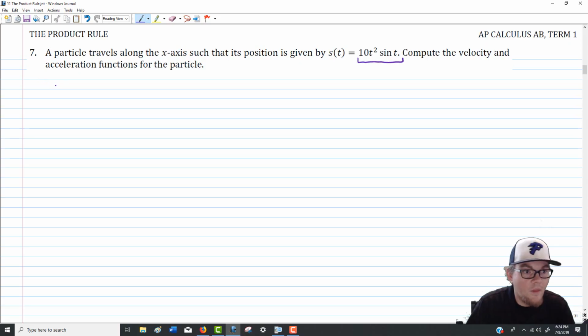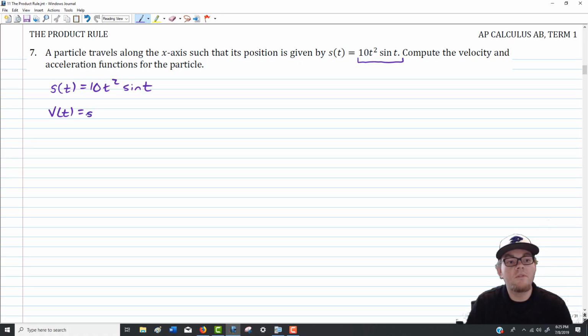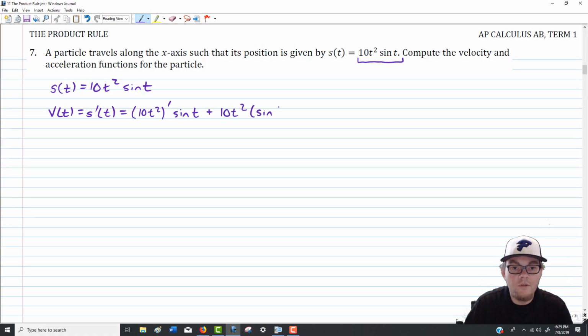So let's put this into action. What we want first is to note that s of t is 10t squared sine of t. If we want to calculate the velocity, we're going to need to differentiate s. So we want s prime of t. Using the product rule, we'll have 10t squared prime times the sine of t plus 10t squared times the derivative of sine. And of course, these things aren't particularly difficult to evaluate. We'll have 20t sine of t plus 10t squared cosine of t. So there is our velocity.